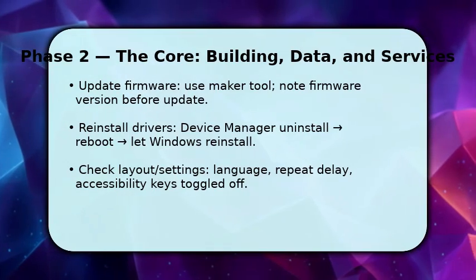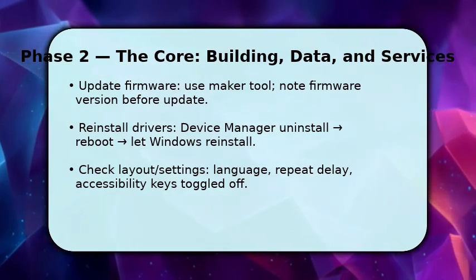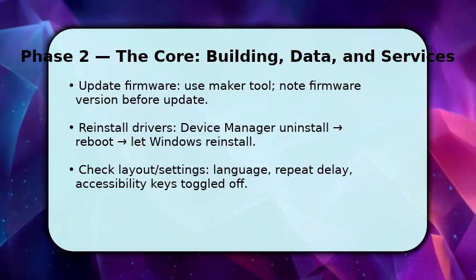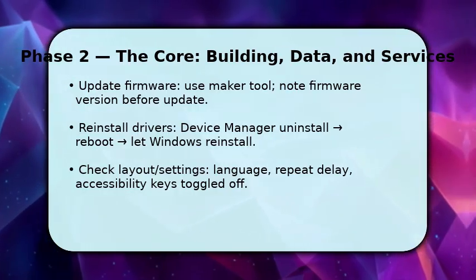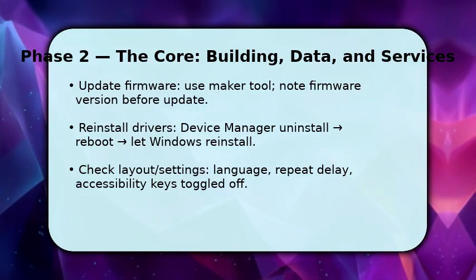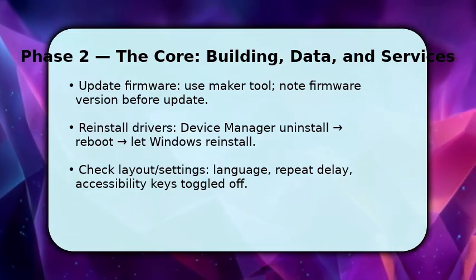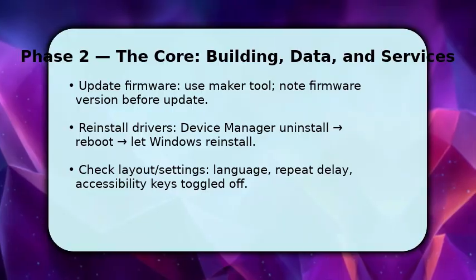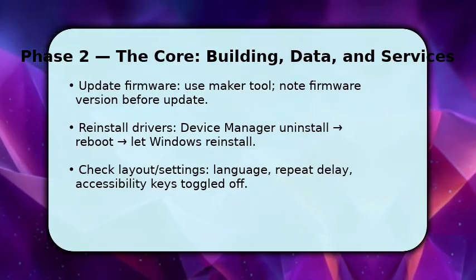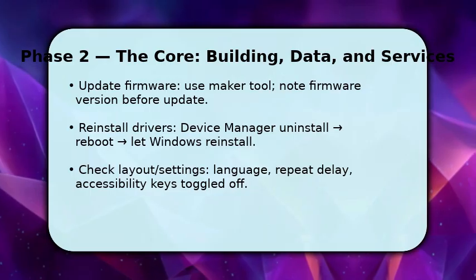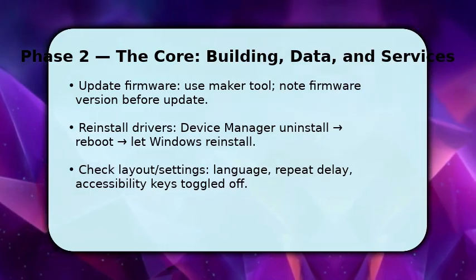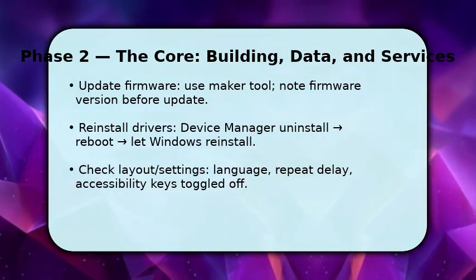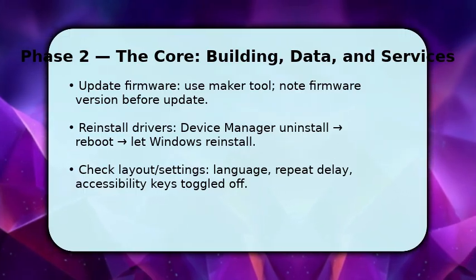Now address the software layer. You should check the keyboard firmware with the manufacturer tool, note the version so you can roll back if needed. Then uninstall the device from Device Manager and reboot. Windows will attempt a fresh driver install. Make sure the input language and layout match what you expect, and double-check accessibility toggles like sticky keys or repeat delay. These often mimic hardware failures. Once complete, retest keys to see if behavior changed.